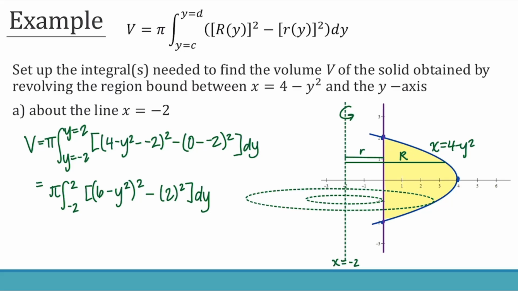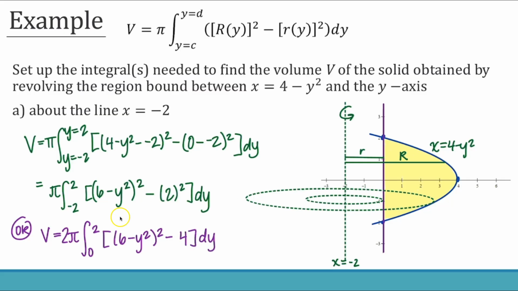And I can actually use symmetry here. I can see that if I double the integral from 0 to 2, I'm going to get half of the volume, so then I can just double it to get the full one. So if I was actually evaluating this, I can say that the volume is 2 pi, excuse me, we're going to double it, 2 pi, the integral from 0 to 2 of the same integrand, 6 minus y squared, squared, minus that 2 squared, I'll write it as 4, dy. So that's another choice. I just have to remember to double it.